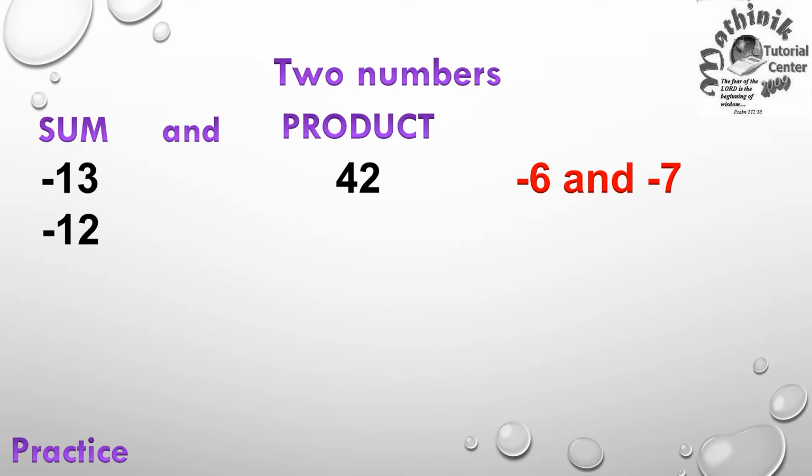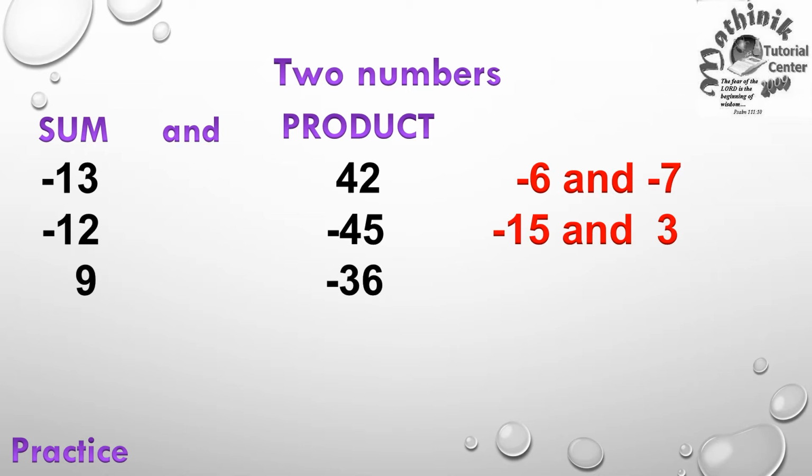Sum is negative 12 and the product is negative 45. What are the two numbers? Negative 15 and 3, or 3 and negative 15. Negative 15 plus 3 is negative 12. Negative 15 times 3 is negative 45. Let us have some more. Sum is 9. Product is negative 36. Find the two numbers. So what are the two numbers? 12 and negative 3.